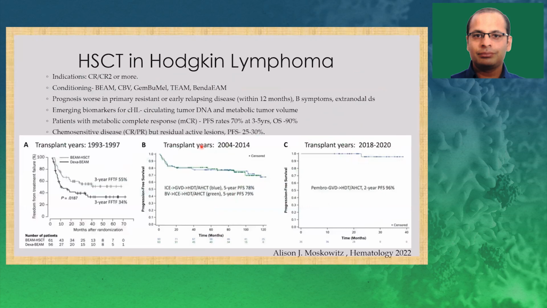Transplant autologous in CR2 or more. Conditioning is BEAM, most commonly used. Others have also been used, like CVB, TEAM, or BendaEAM.